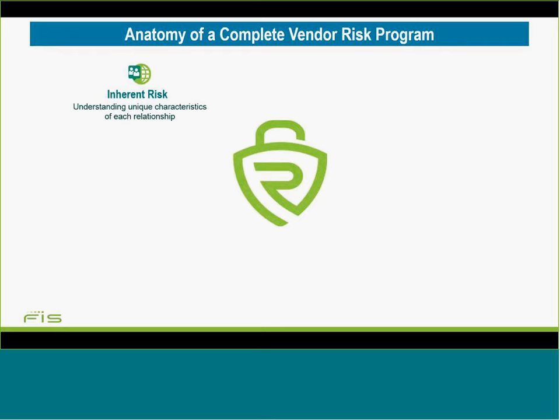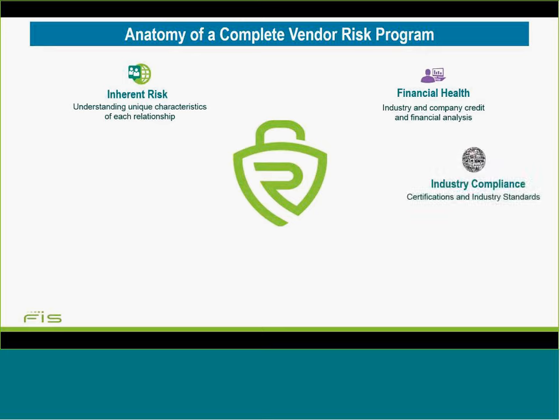The first part is going to be your inherent risk. What is that risk to your institution by merely doing business with that vendor? We have financial health. Ensure that that company is going to be here today, tomorrow, and next year for you. The industry compliance. Making sure that specific to those industries, we have those certifications, industry standards. Effectiveness. We need to understand the vendor business's practices and what internal controls they have in place.